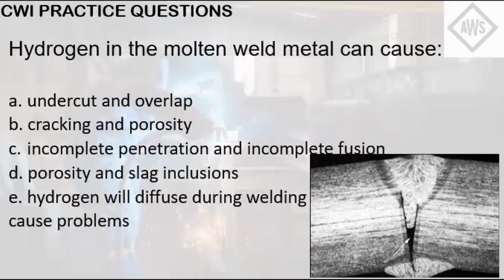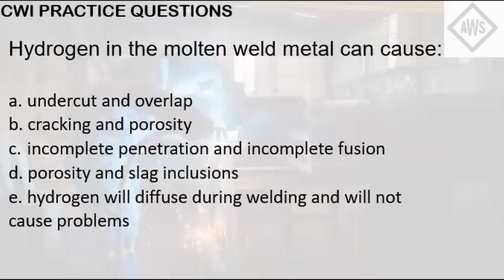Incomplete fusion in the meantime is a weld discontinuity in which fusion did not occur between weld metal and fusion faces or adjoining weld beads, meaning the weld metal and the base metal did not fuse together. Letter E is obviously not correct because hydrogen is one of the causes of cracking and porosity. The answer here is letter B, cracking and porosity.